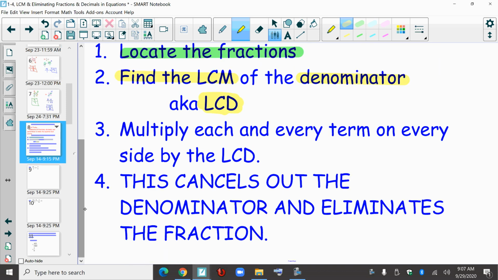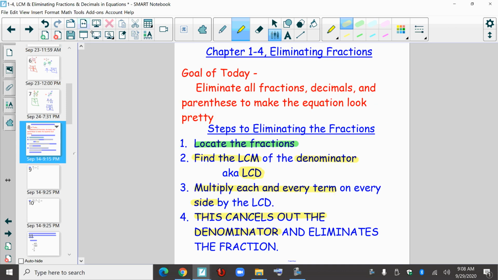Then we're going to multiply each term and every term on each side by the LCD. The point of this is it cancels out the denominator and eliminates the fraction. That is our goal today, okay? So today, what I need your brain to get is I want to eliminate fractions, decimals, and parentheses. That is what our goal is, okay?